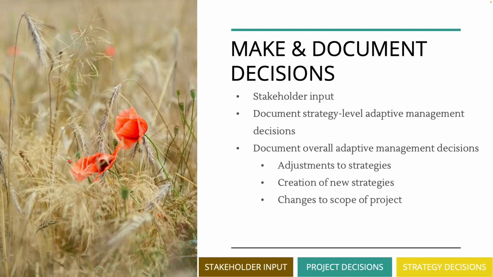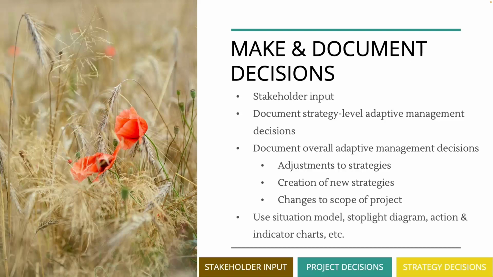Finally, we'll work on documenting your overall adaptive management decisions, which might include adjustments to your strategies and using details to justify your changes, creation of new strategies, changes to the scope of your project, shifts in project partners, etc. You'll use your situation model, stoplight diagrams, action and indicator charts, and the narratives you created on these tools in Module 4 to justify any major changes.